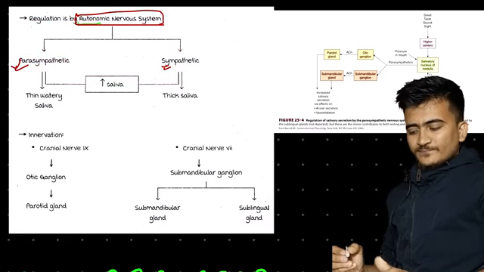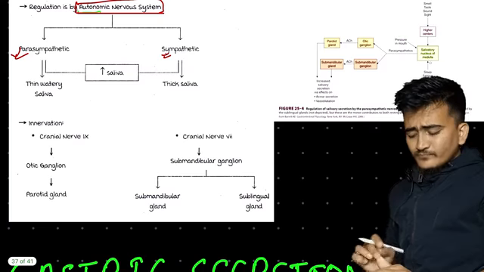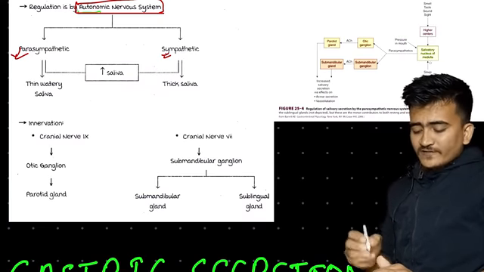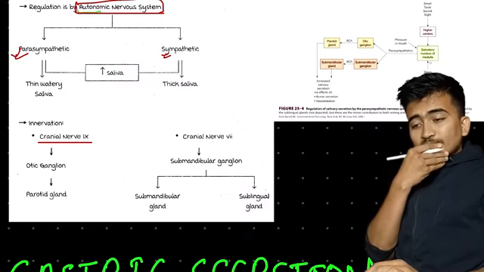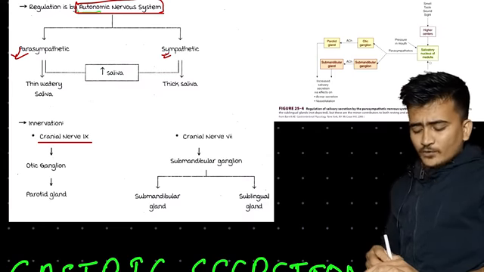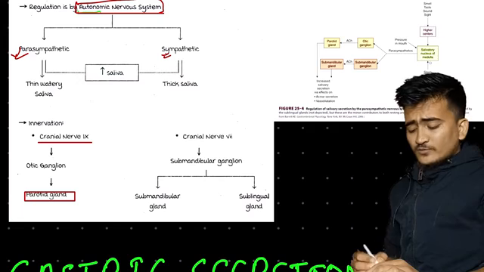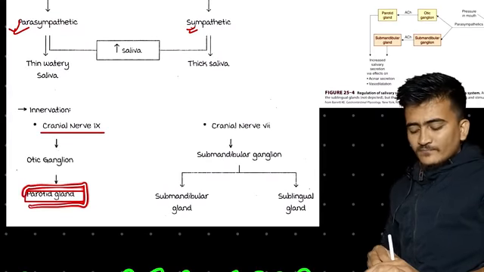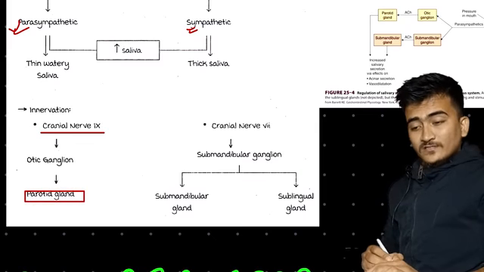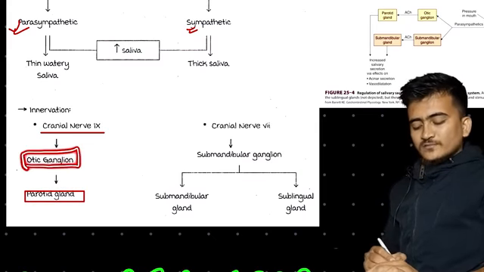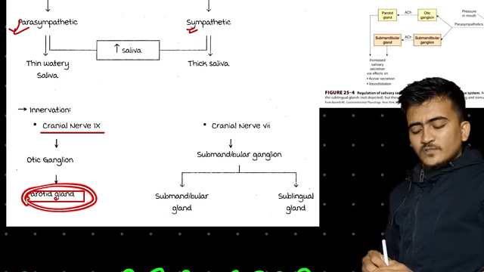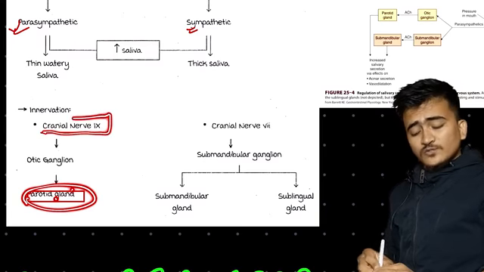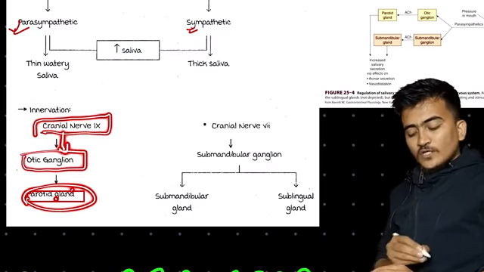Okay, now let us move toward more detail. Right here you can see innervation. Cranial nerve 9, the glossopharyngeal nerve, will innervate our parotid gland, and it does so through the otic ganglion. So what is the nerve supply of our salivary gland? Talking particularly about the parotid gland, it is innervated by cranial nerve 9, the glossopharyngeal nerve, through the otic ganglion.